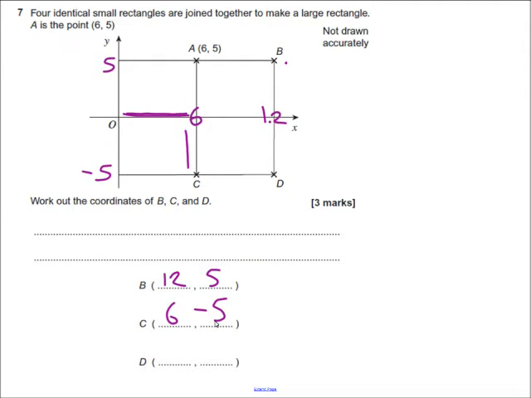And then finally D is 12 along our x-axis and 5 down our y-axis. So for our 3 marks, we should have B as 12, 5, C as 6, minus 5, and D as 12, minus 5.